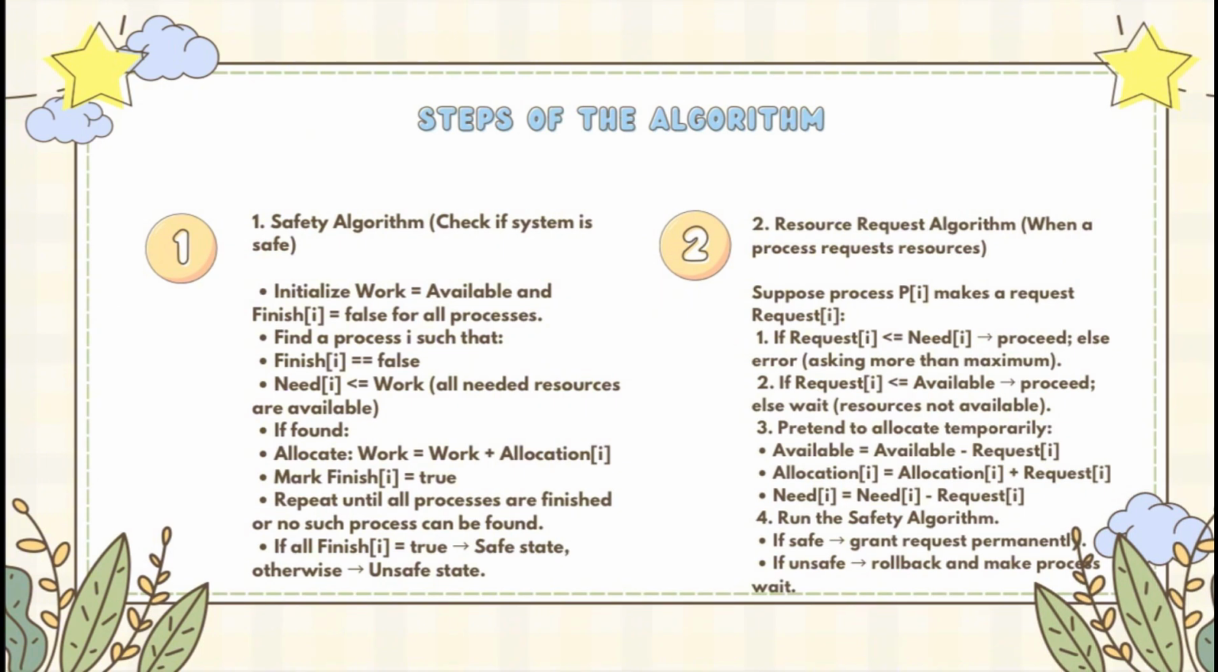Now we see the resource request algorithm. Suppose process P makes a request. If Request is less than or equal to Need, proceed, else error. If Request is less than or equal to Available, proceed, else wait. Pretend to allocate temporarily: Available is equal to Available minus Request, Allocation is equal to Allocation plus Request, Need is equal to Need minus Request. Run the safety algorithm. If safe, grant the request. If unsafe, roll back and make the process wait.